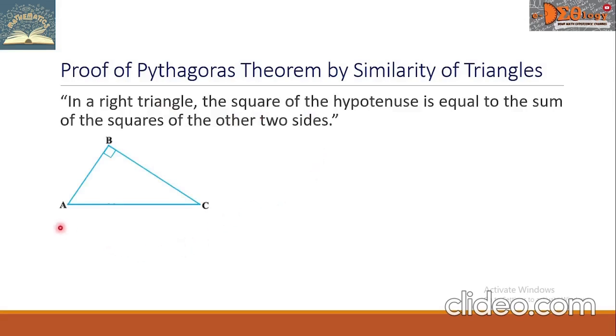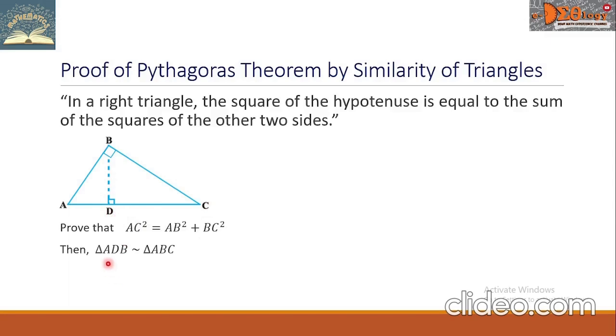We have this triangle ABC. We have a right angle on the angle B. Let us prove that the square of the side AC is equal to the square of the side AB plus the square of the side BC. Let us draw a line from B going to the side AC perpendicularly at the point D.